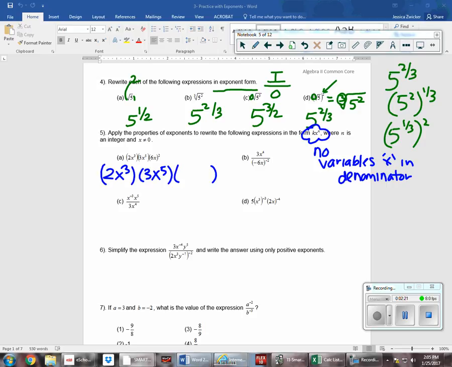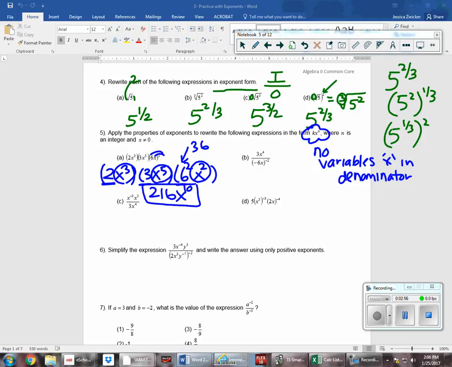But I'm going to multiply and distribute that 2 to both the 6 and the x in that last term because of the parentheses. So I'm left with 2 times 3 times 6 squared is 36. And if I multiply all of that out, I get 216. And then I've got x cubed times x to the 5th times x squared. When you multiply, you add exponents. So 216 x to the 10th.